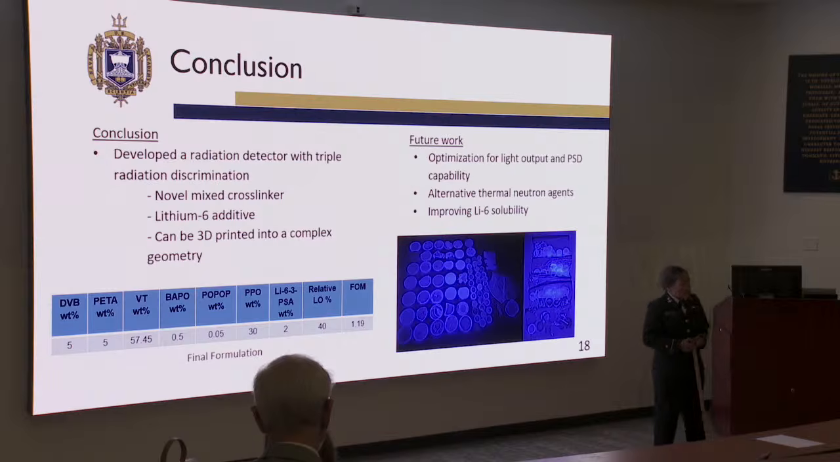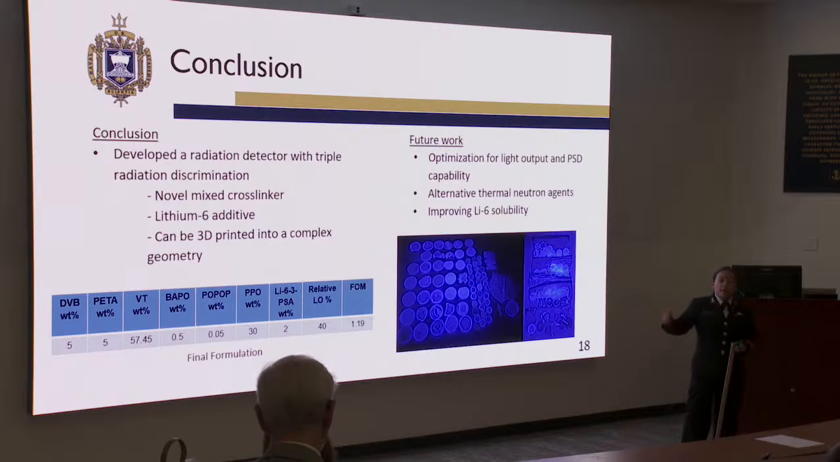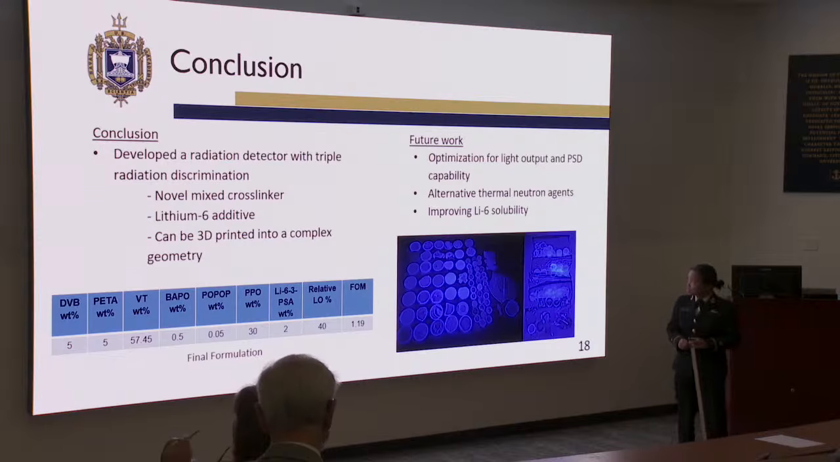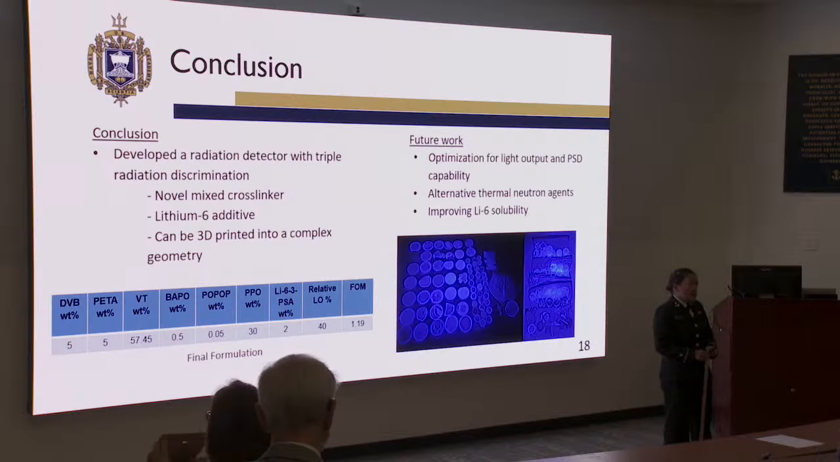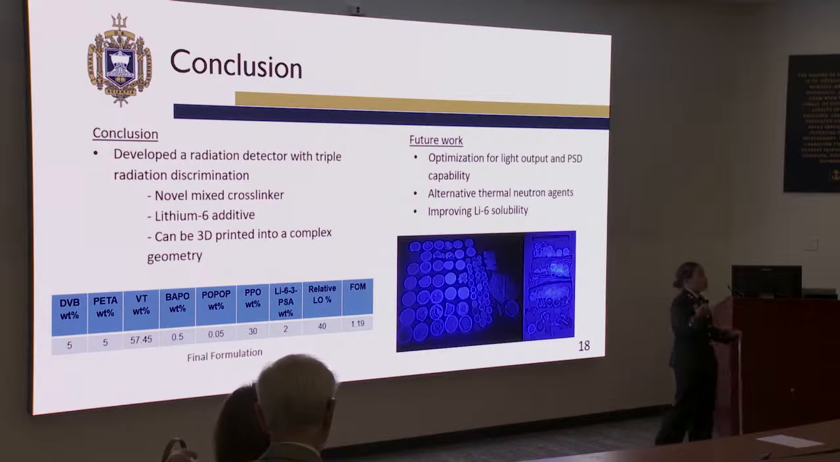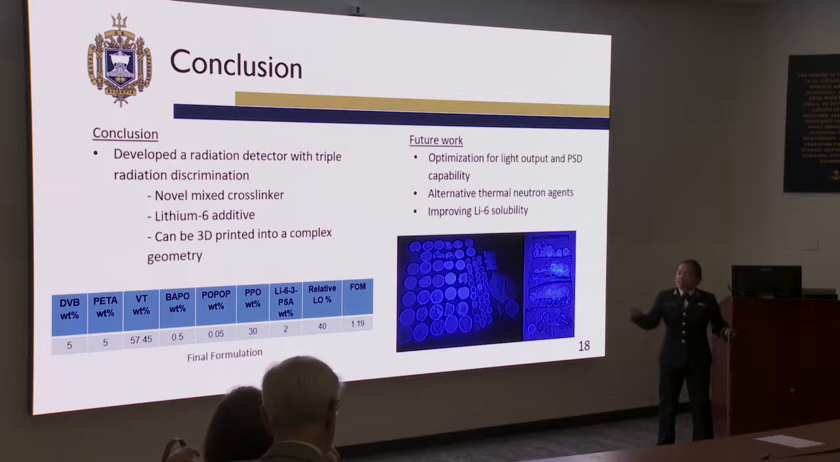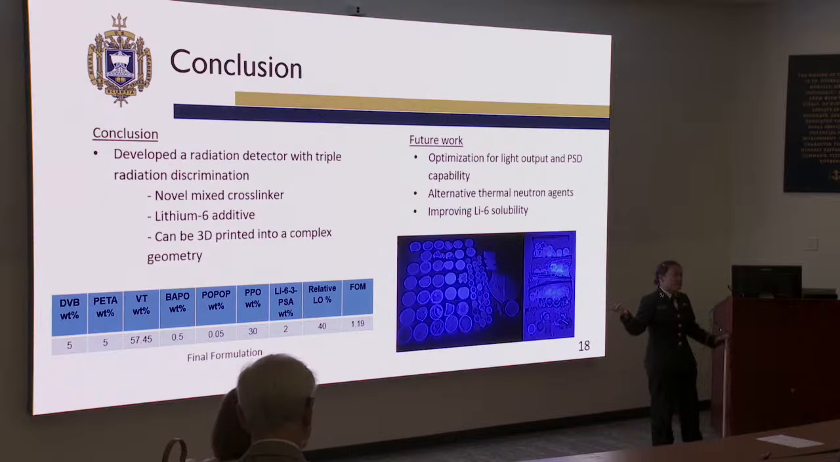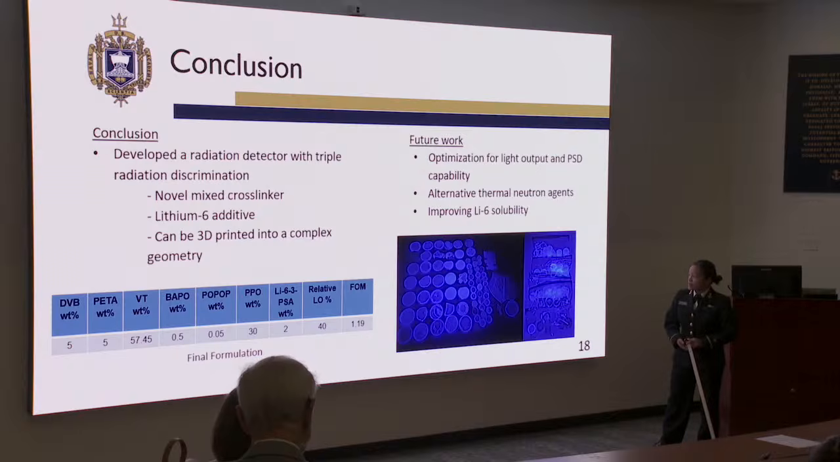For future work, we want to optimize this more, so the relative light output is still not where we really want it to be. We want to get that up to a comparable point with the commercial scintillators. And we want to look more into thermal neutron additives. The lithium-6 has solubility issues after 2%, though we can still detect thermal neutrons. I still want that cluster to be more distinct and defined.